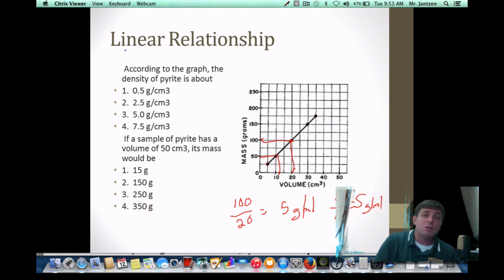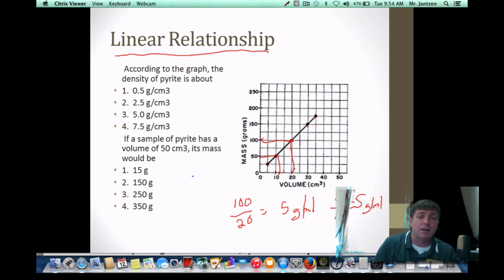It's a linear relationship. So basically, as the mass goes up, the volume's going to go up. As the mass goes down, the volume's going to go down. So any one of these points along this graph would actually give you the density of pyrite. Now it's saying, if a sample of pyrite has a volume of 50, its mass would be what?